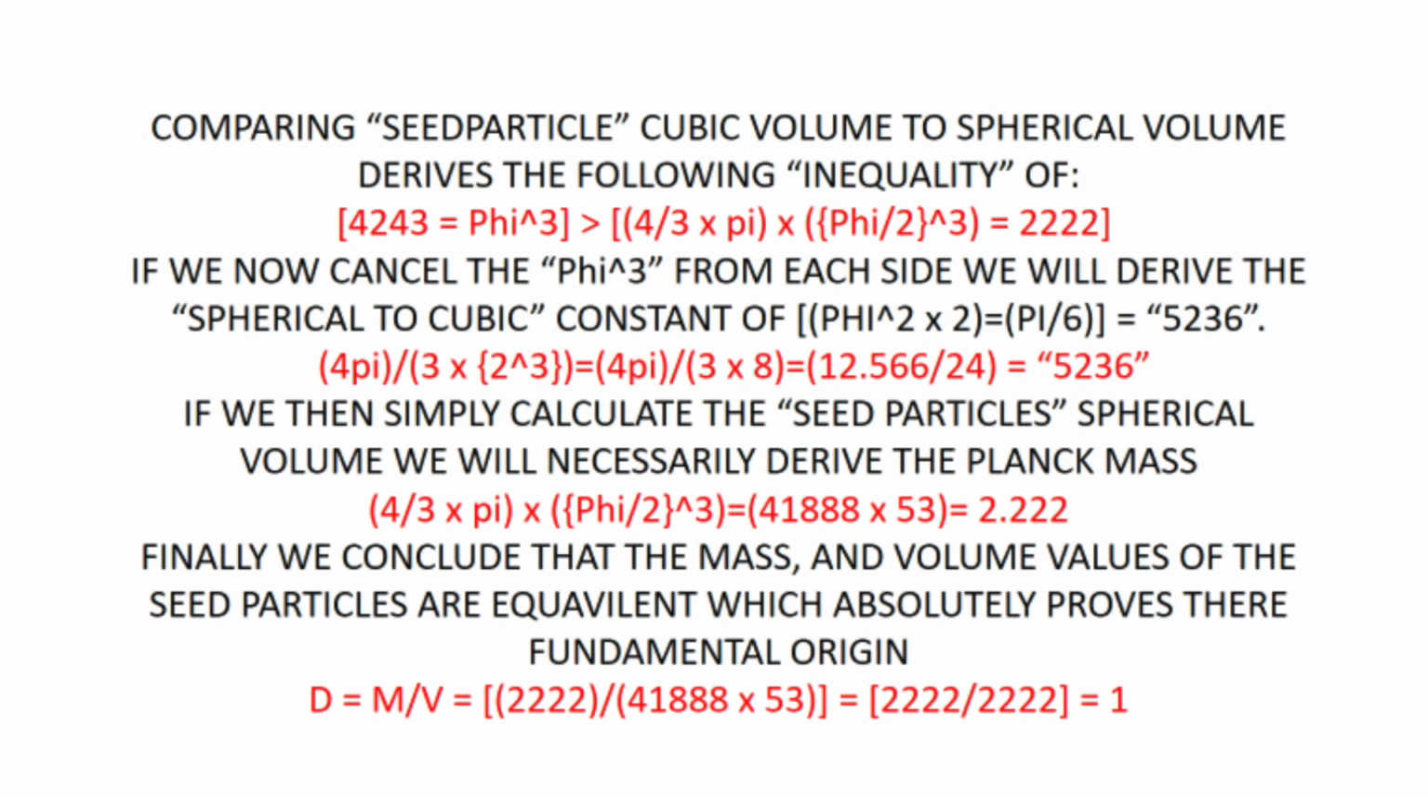If we now consider the seed particle's spherical volume equation of 4/3 pi times phi over 2 cubed, or 4.1888 times 0.809 cubed, we amazingly derive the 2222 Planck mass as though that fundamental mass value had somehow originated as a function of the density cloud's volume. This correlation between the seed particle volume and the Planck mass once again redundantly validates the current model's accuracy.